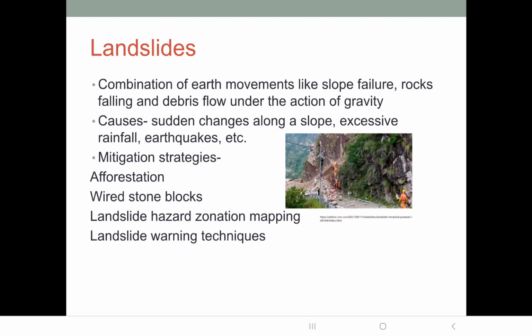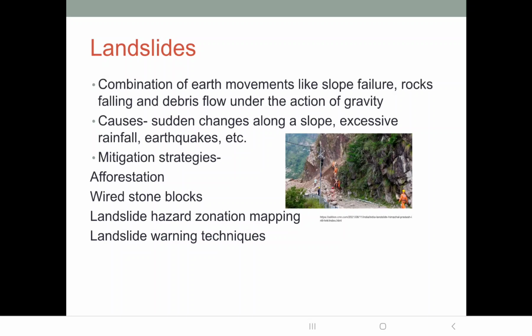Then retaining wall. Okay, construction of a wall can also be done so as to prevent the effects of landslide. Okay, if the slope is leading to any human settlement or roads, in that case a wall can be erected so as to prevent the effects of landslides.